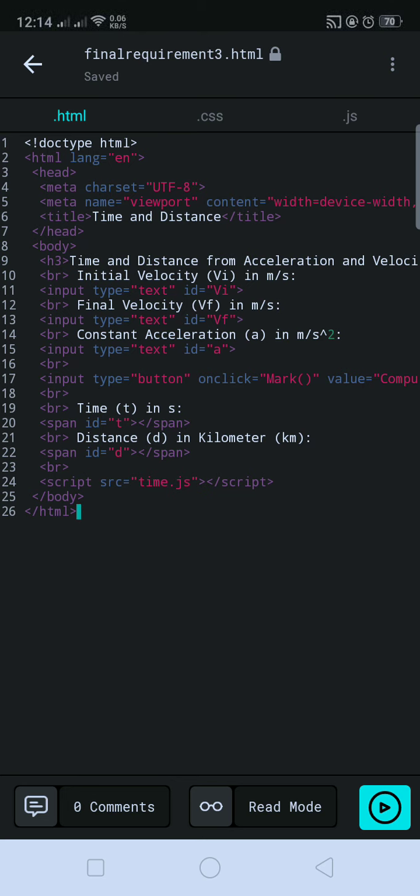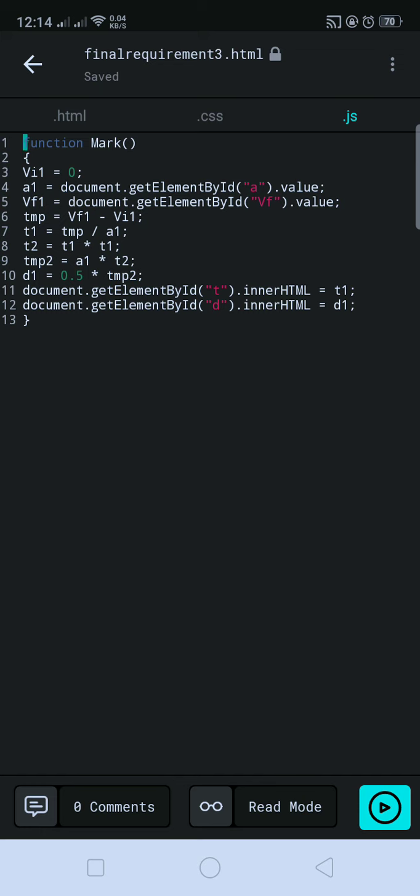Then time t in s. The ID of time is t. Then the distance d in kilometer. The ID is d. Then script src is time.js. Then the JavaScript is function mark. vi is equal to 0. a1 is equal to document.getElementById a value. vf1 is equal to document.getElementById vf value. Then the formula is tmp is equal to vf1 minus vi1.